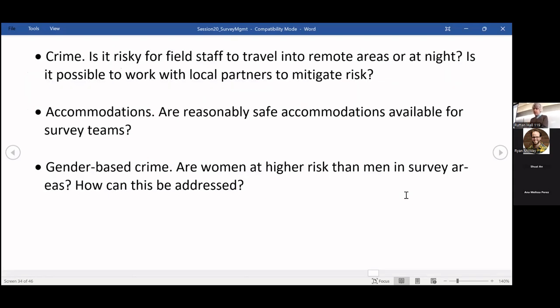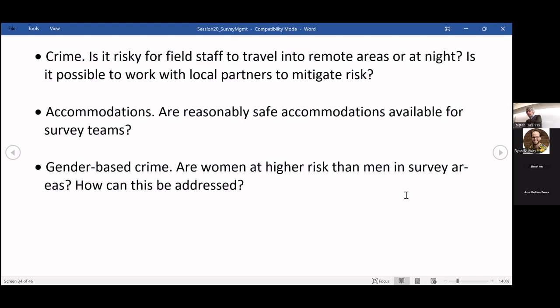It varies a lot by country. And more generally, there could be crime in the areas. Is it safe to stay overnight in some place? Maybe some places it's not. Work with the local people to figure out how this works. What's the safe thing to do? Look for safe accommodations for the survey teams.